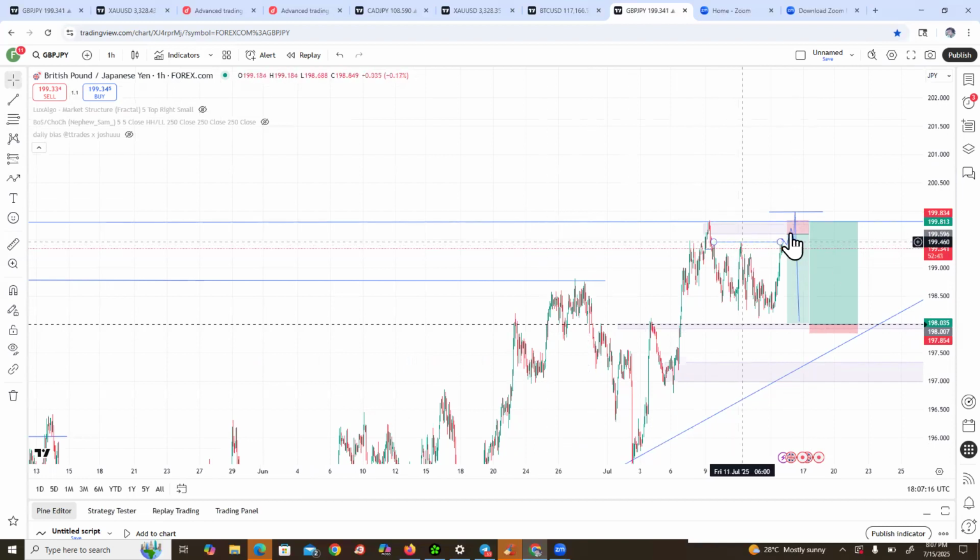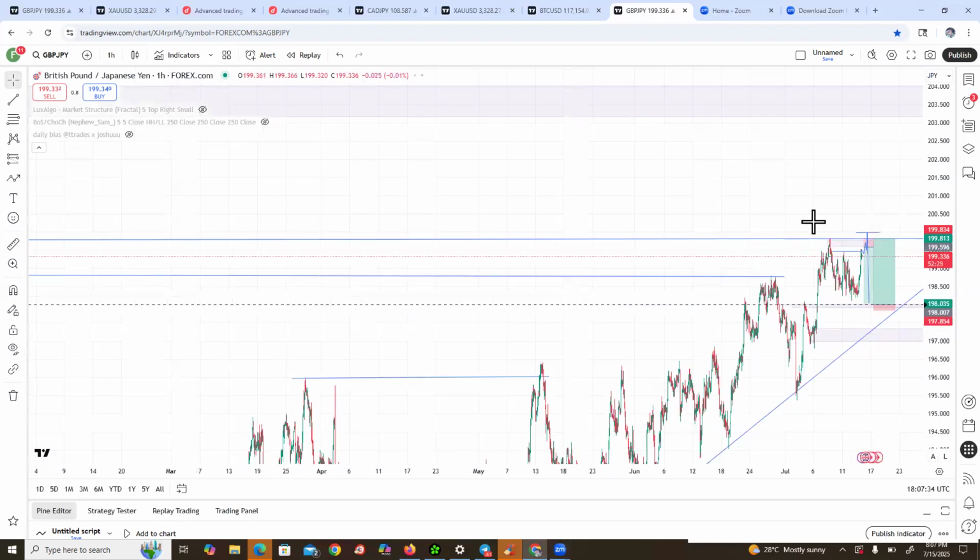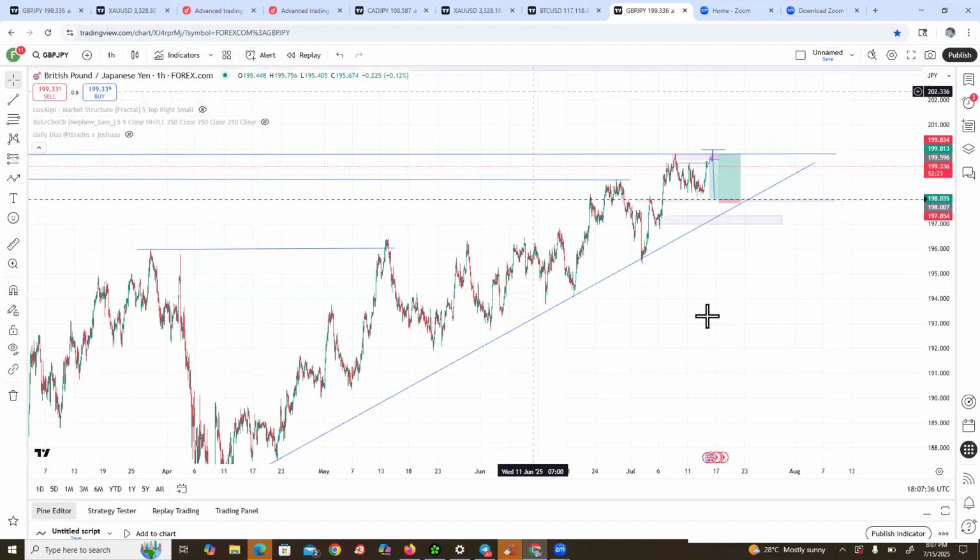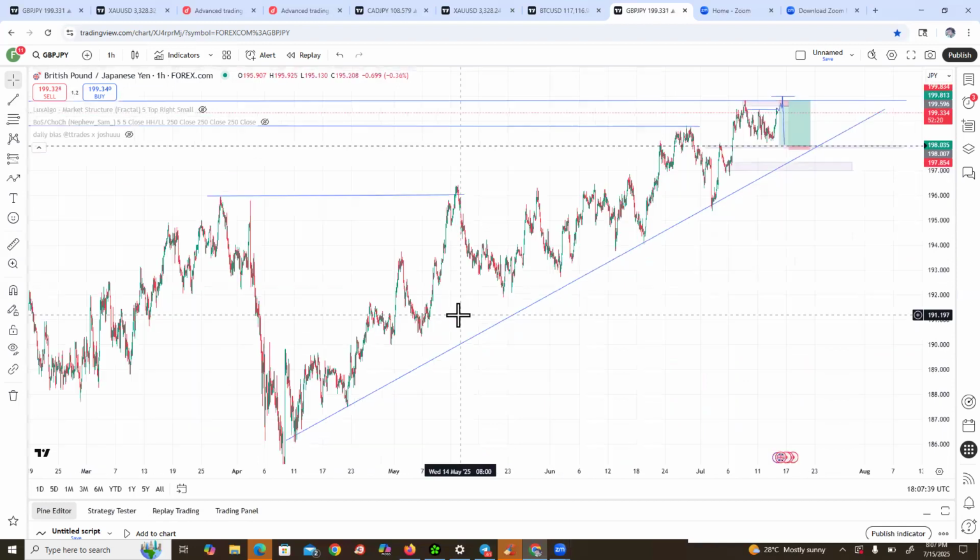But to be on the safer side, anytime price is approaching any liquidity, don't try to look for a buy. Just hold on for it to retrace. After the retrace, you can start looking for a buy when the market is in an uptrend. Are you getting me? Yes, sir.